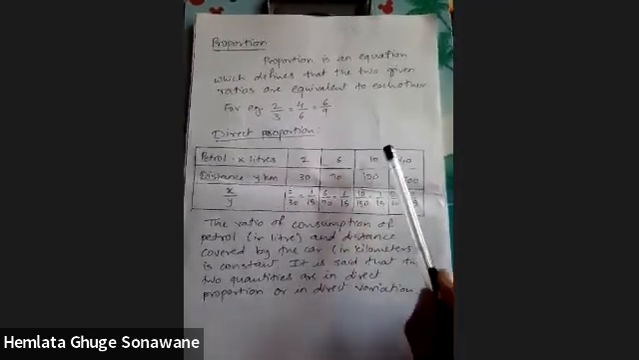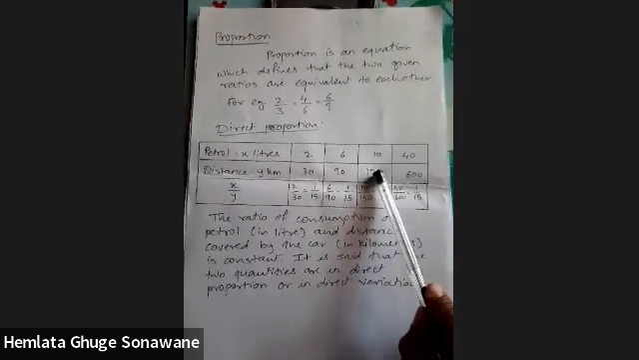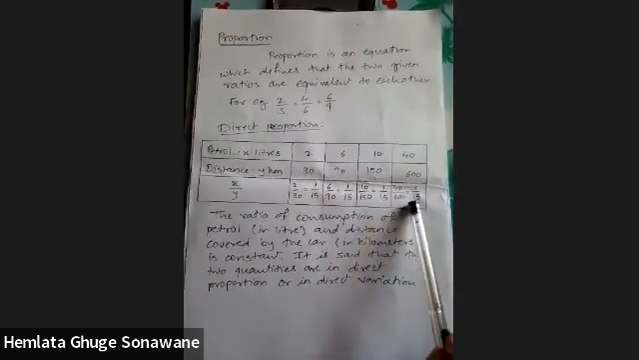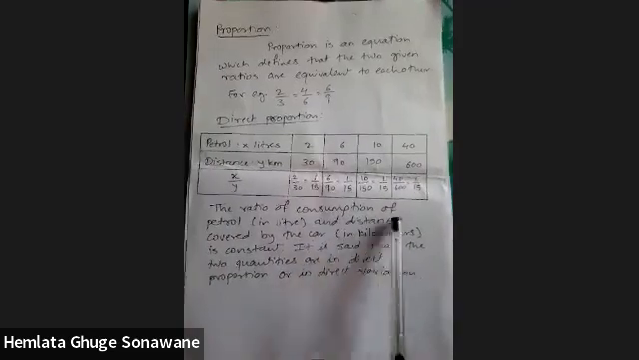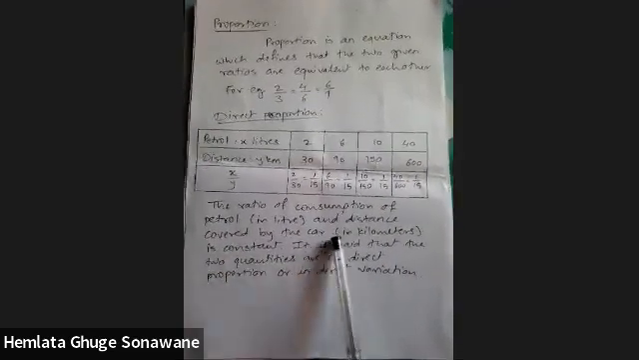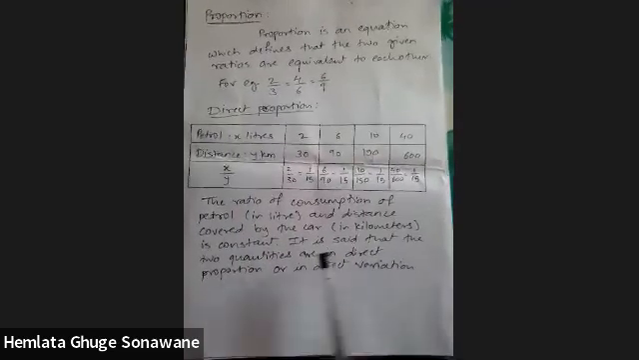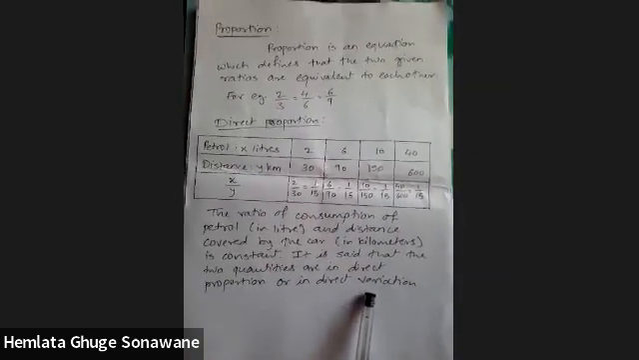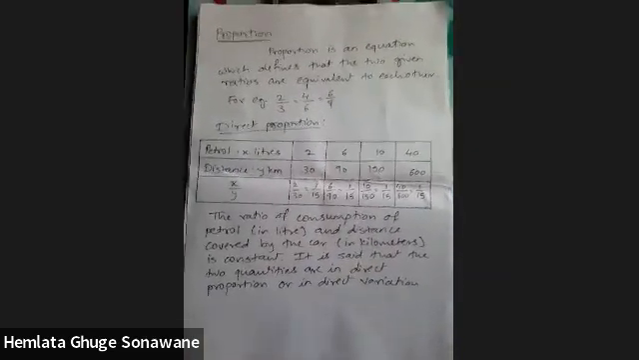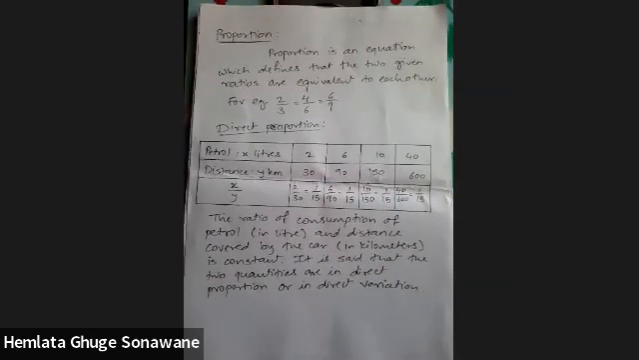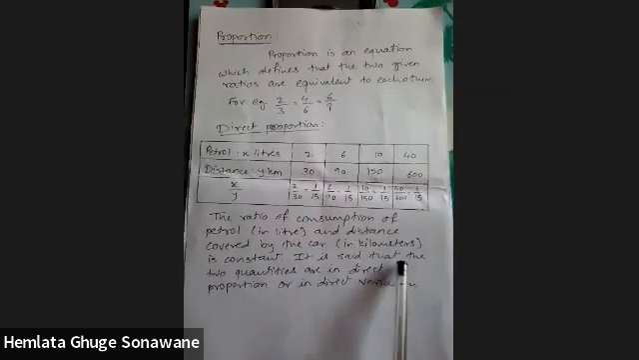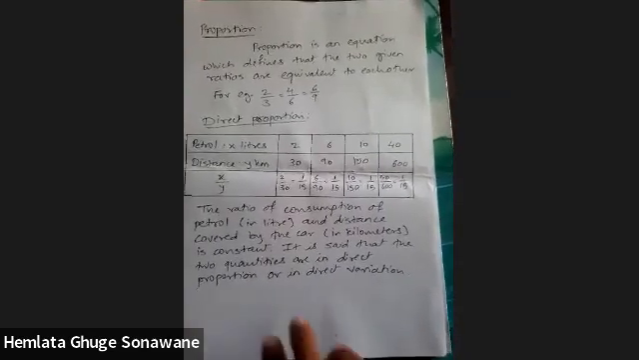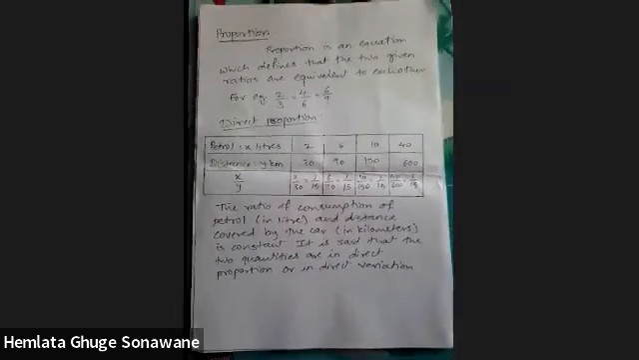10 upon 150, that is 10 liters of petrol, the vehicle traveled 150 kilometers. If we simplify this, it becomes 1 upon 15. Same for this. The ratio of consumption of petrol and distance covered by the car is constant. It is said that the two quantities are in direct proportion or in direct variation. Just read this so that we can move towards the next property.